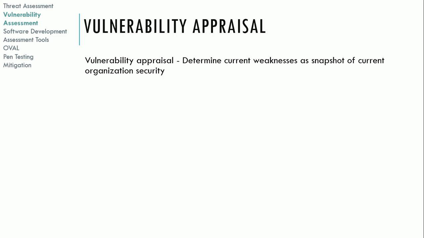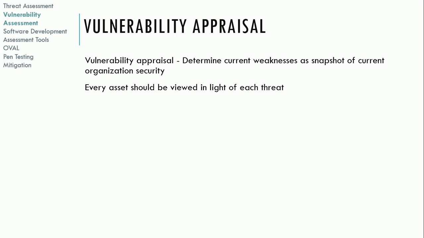Once we've done a threat assessment, then it's time to do a vulnerability appraisal, where we look at all those different threats and try to assess our vulnerability to those threats. So it's determining current weaknesses as a snapshot of the current organization's security. Every asset is viewed in light of a threat. So we use that threat analysis that we've done before, the threat modeling or some kind of threat analysis.